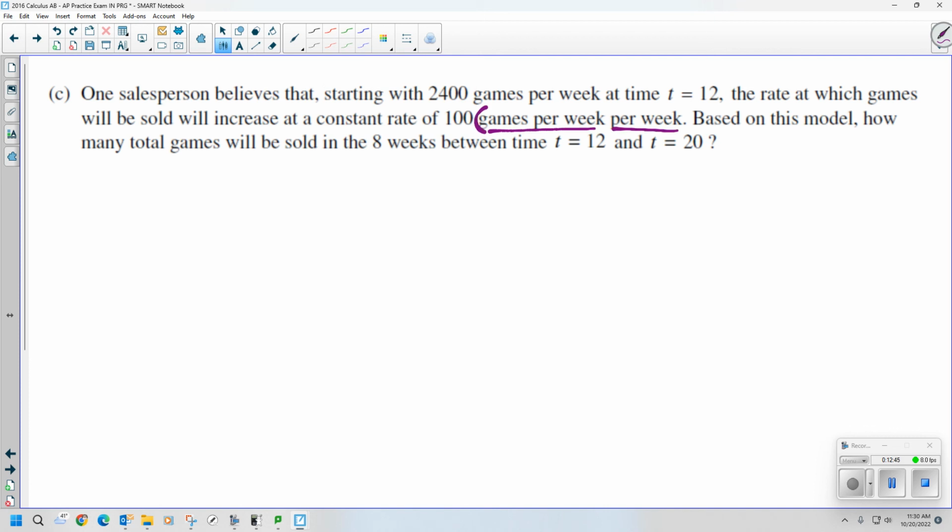this, okay, is g of t, the rate, and this is g prime of t. So we're going to integrate. Okay, we're going to integrate this to get games per week.